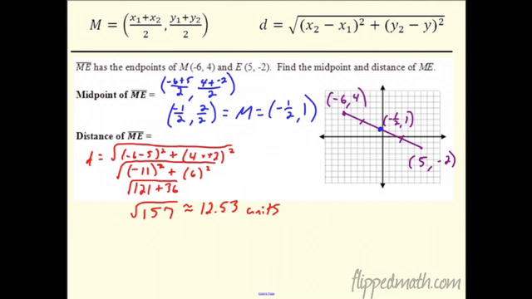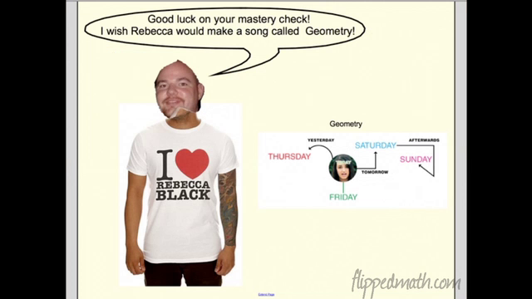Awesome. Oh my goodness, there's Mr. Sullivan in his Rebecca Black t-shirt. Love it. His sleeve tattoo. I bet you didn't know he had a sleeve tattoo, did you? I think he got that removed later on. So he says, good luck on your mastery check. He actually was hoping they would make a song about geometry. We'll listen to it here in a second. He kind of made his own rendition of that.